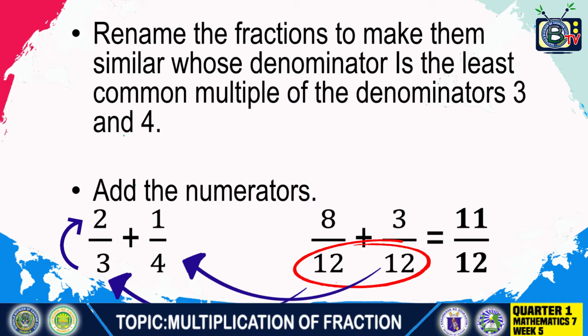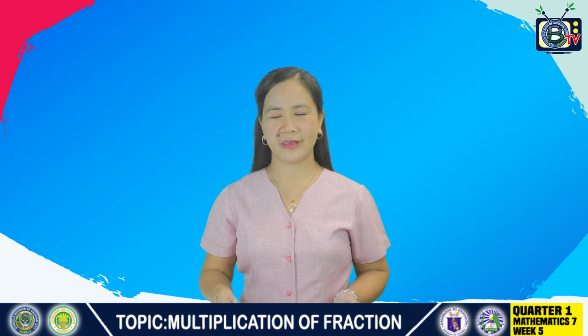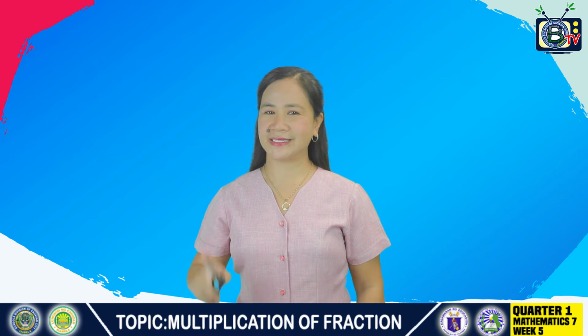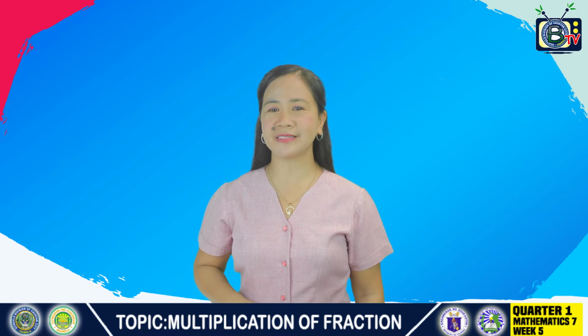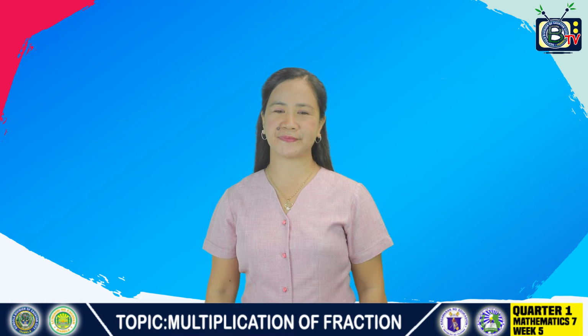Next, let's have the other fraction. 12 divided by 4 is 3. Multiply it by 1, so we have 3. Okay? So we have now similar fractions, 8 over 12 plus 3 over 12. So add the numerators, 8 plus 3 is 11, over the common denominator, 12. So the sum of 2/3 and 1/4 is 11 over 12. Can you follow, class? This time, may you try to answer these problems, class.